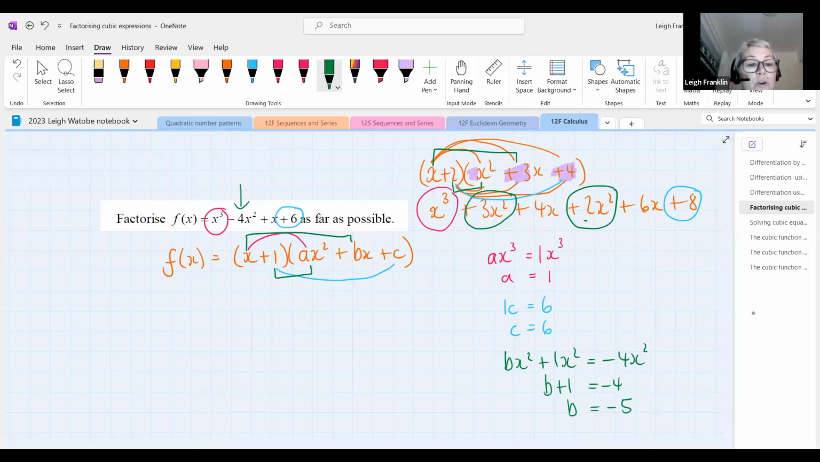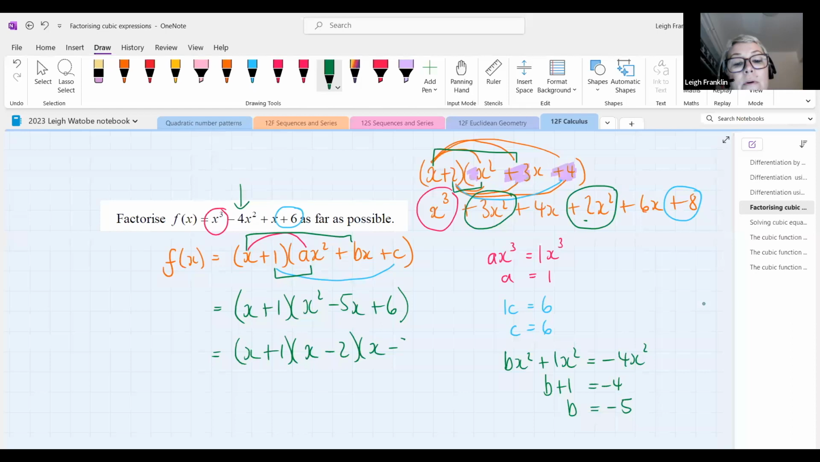All right, so then you can go ahead and sub that in. We know that a is 1. We know that b is negative 5. We know that c is equal to 6. All right, and now we can go ahead and factorize our trinomial that's left over. Okay, that's the idea.